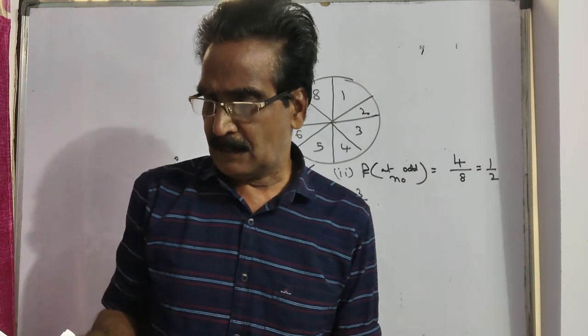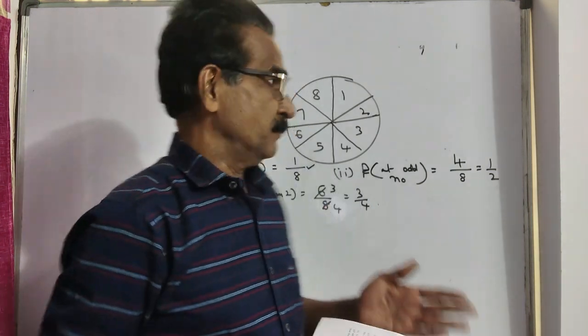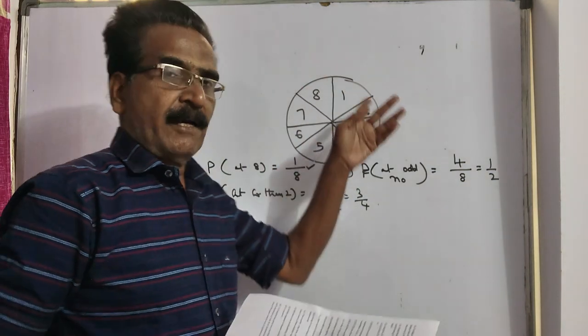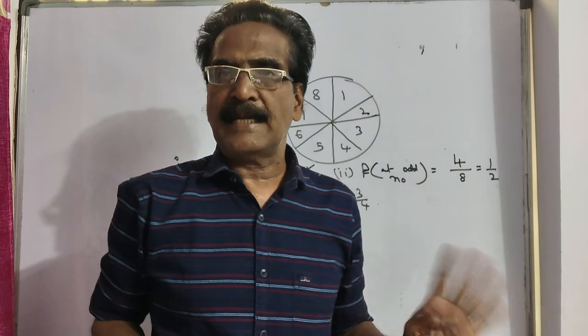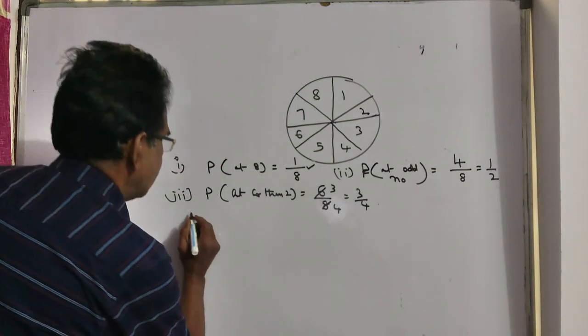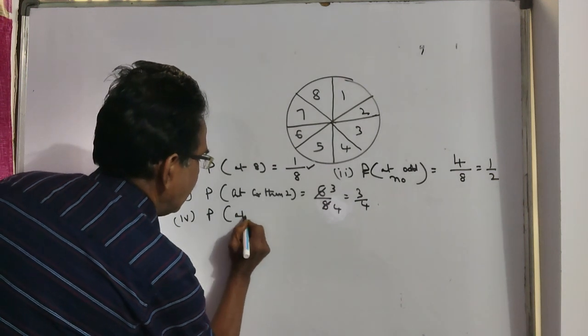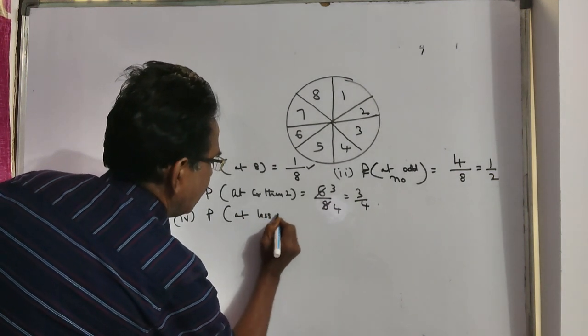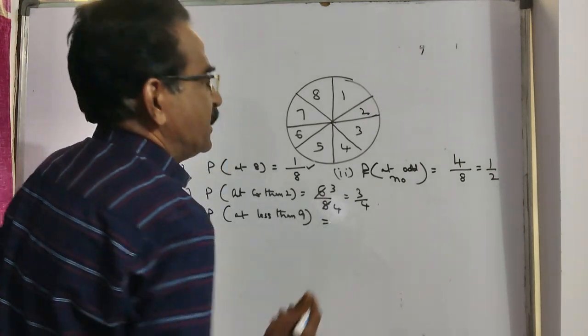Okay friends, let us do the last question. A number less than 9. Here there are 8 numbers, all are less than 9. So, probability of resting at a number less than 9. Friends, this is a sure event.